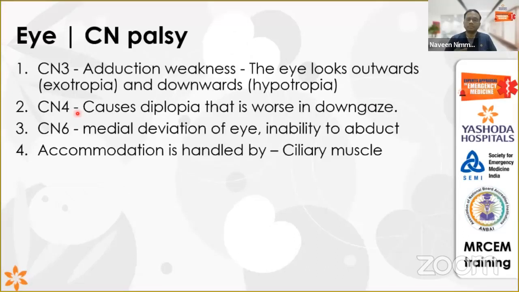Cranial nerve 6 will have medial deviation of the eyeball. There will be inability to abduct the affected eyeball.